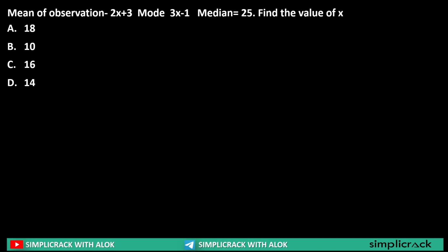Next question. Mean observation of 2x plus 3. Mean is equal to 2x plus 3. Okay, so it is quite easy. Here mean has been given 2x plus 3. Okay, then what is given? Mode has been given, that is 3x minus 1. Then it is given that median is equal to 25. So what is the empirical formula? Empirical formula is 3 median minus 2 mean is equal to mode.